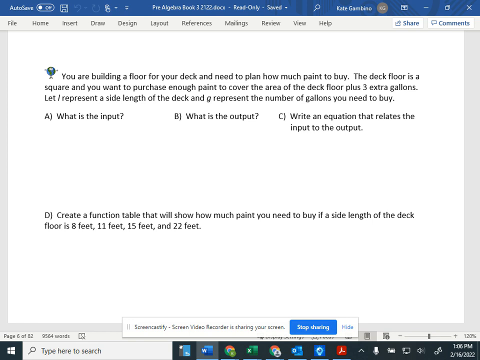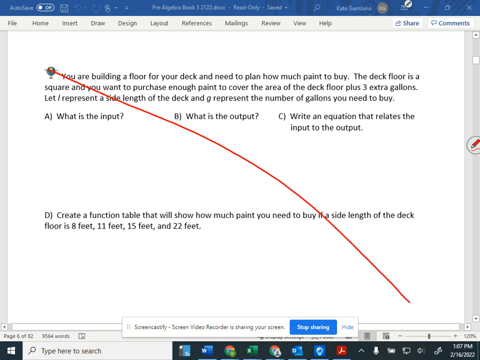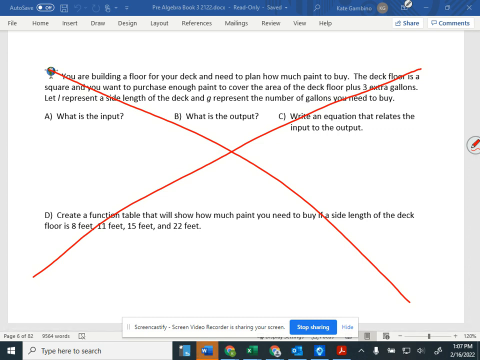When you get to "you are building a floor for your deck," you did a big mark on the teacher manual. Yay! So if that's on my teacher manual, that can be in your page. So you are building a floor for your deck problem, you can cross off. So it's not the whole page. It's just that bottom section. So you still have a full page of work and the top half of that page. This is our assignment.